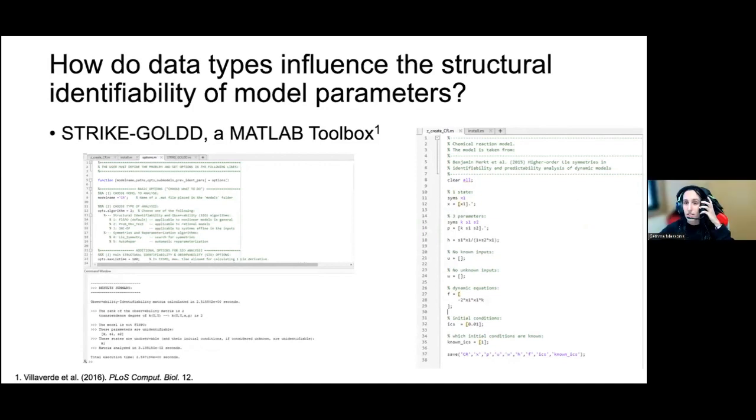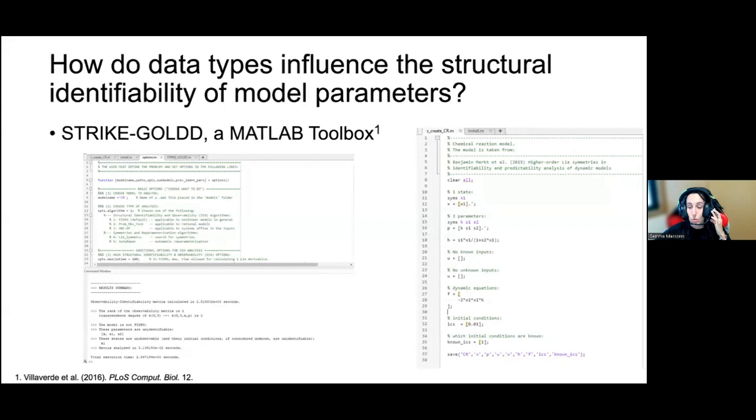On the right, you have the script to define your model. You have to define your states with vector X, parameters with vector P. H is going to be the output of your model, and F will include the dynamic equations. Also, if you have initial conditions, you can put them there. Then you have to run the main script, which is called STRIKE-GOLDD, and you will get an output. That's a result summary that gives you the unidentifiable or identifiable parameters and observable or unobservable states.